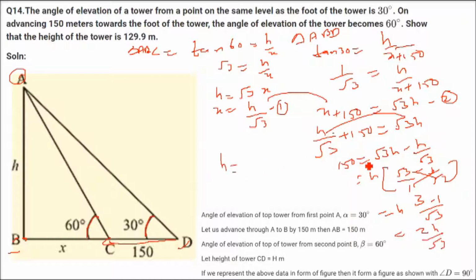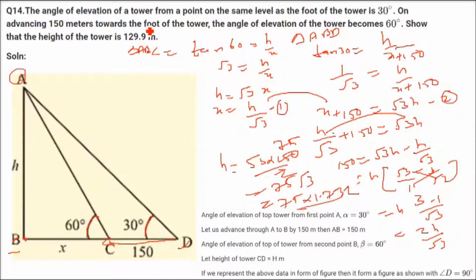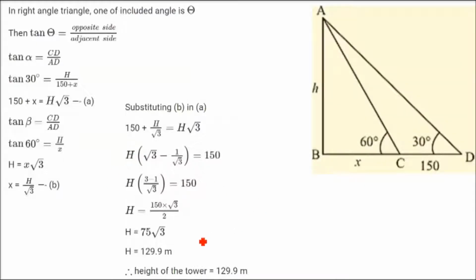So what do we get h as? Root 3 into 150 by 2. So this is 75. So 75 root 3 is there. When you multiply 75 with 1.732, you get exactly 129.9. This is how the answer is going to unfold. So 75 root 3 will be 129.9.